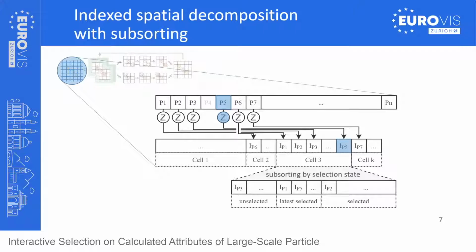A particle can either be unselected, latest selected, which means selected during the latest iteration, or selected. The selection states define this particle as the possible target of an extension, the source of an extension, or completely uninvolved if already selected. In our example, particle 5 has been selected during the last iteration and is sorted accordingly.